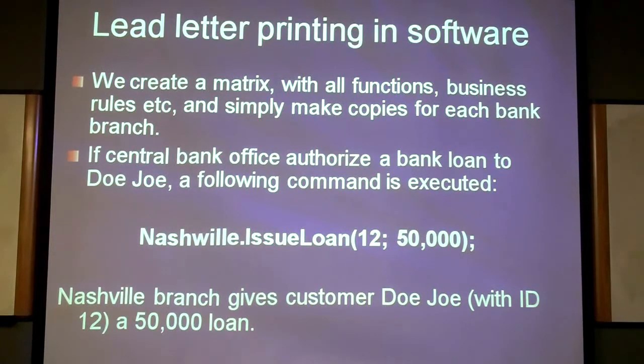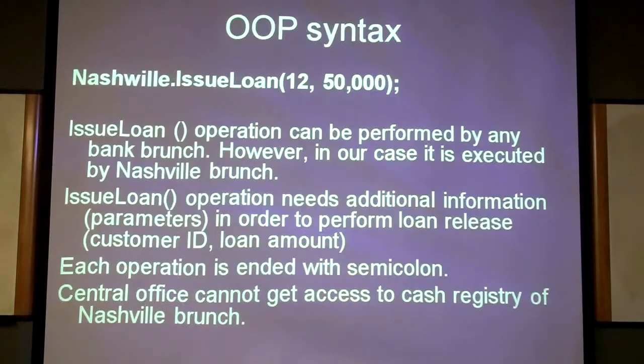So in this case, we are reading this line the following way: Nashville bank branch issued the loan to the customer 12, and the loan amount is 50,000. Okay, that's how it looks like. Without this information, this command cannot be executed. Okay, and that's how the issue loan is defined in the matrix in the central bank branch. Okay, so any questions about this? No. Okay, so this is an explanation of what we already said. It's not a big deal.